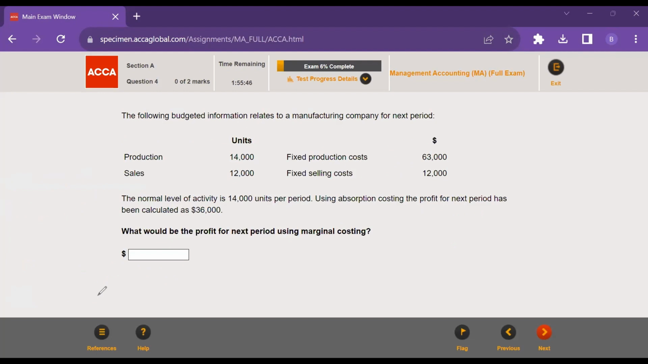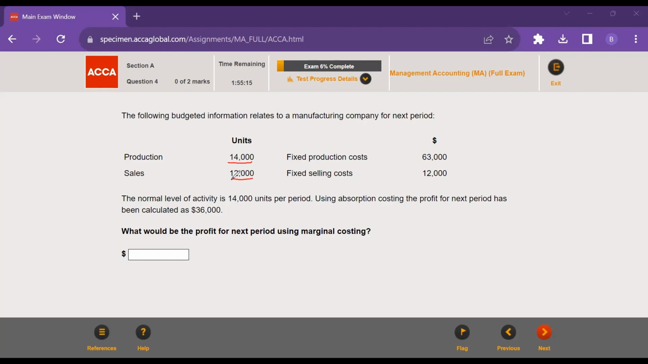So we have information given for a manufacturing company. We have production, we have sales, we have fixed production costs, fixed selling costs. The normal activity is also given. Using absorption costing, we see that the profit is $36,000 and we have to find out the profit using marginal costing for the next period, right? So what we'll do over here is, first of all, we see that the production is 14,000 and the sales is only 12,000.